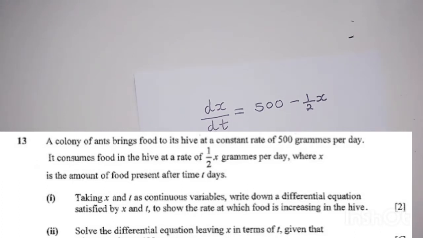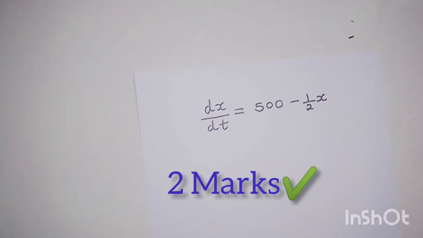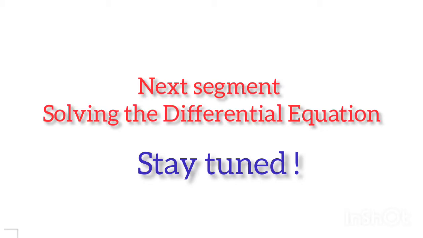So let us move on to the first question. Taking x and t as continuous variables, write down a differential equation satisfied by x and t to show the rate at which food is increasing in the hive. 2 marks. So dx over dt is equals to 500 minus half x. This is the differential equation. You get yourself 2 marks. Right, we now move on to part 2 of the question.